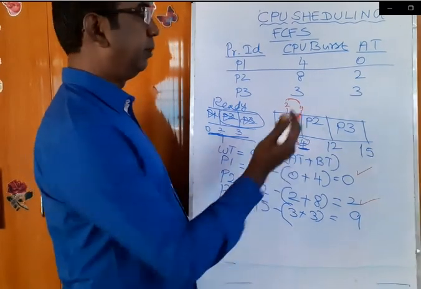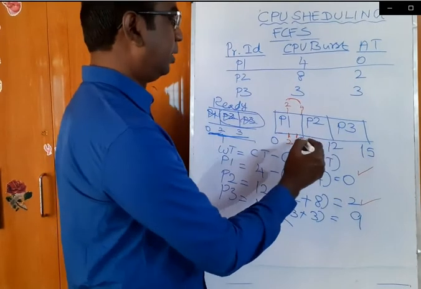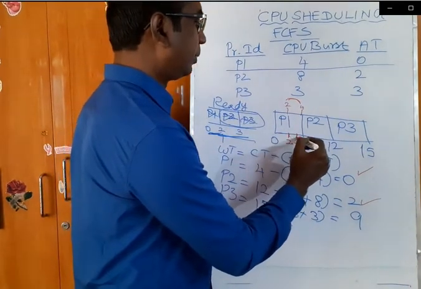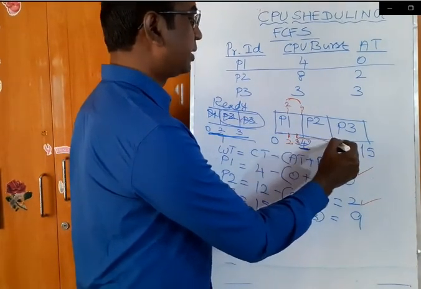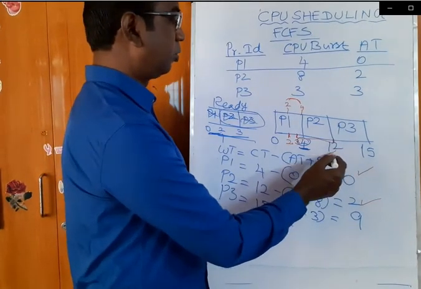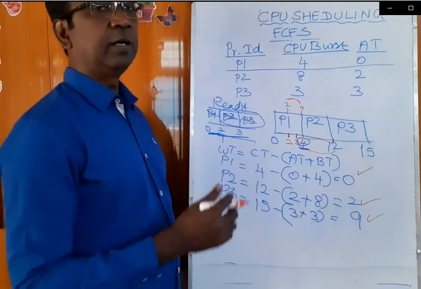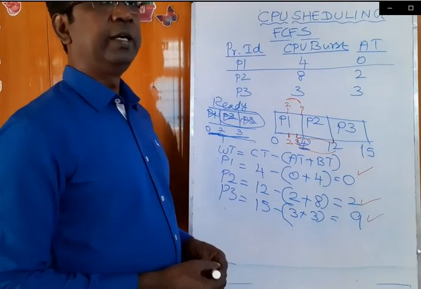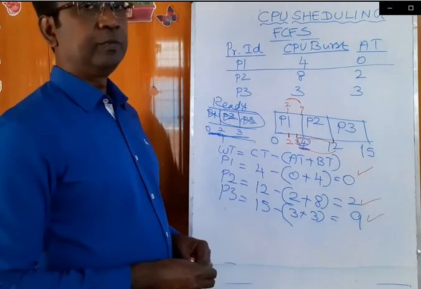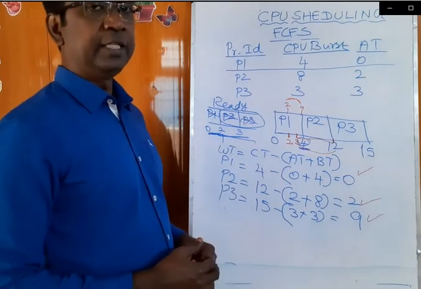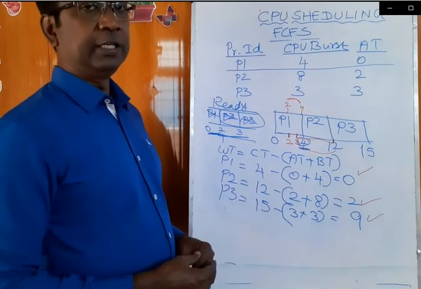Now consider P3 at time 3. At the third second P3 enters the ready queue. It is given the CPU at the 12th second, so 12 minus 3 is 9. Logically speaking, this is the formula we are applying for calculating waiting time. As usual, you can calculate average waiting time and average turnaround time.